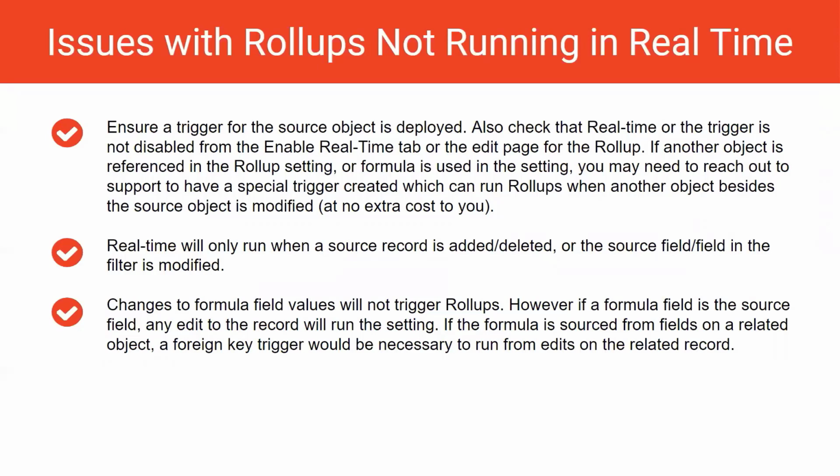Real-time will only run when a source record is added or deleted, or the source field or a field in the filter is modified. Changes to formula field values will not trigger rollups. However, if a formula field is the source field, any edit to the record will run the setting. If the formula is sourced from fields on a related object, a foreign key trigger would be necessary to run from edits on the related record.